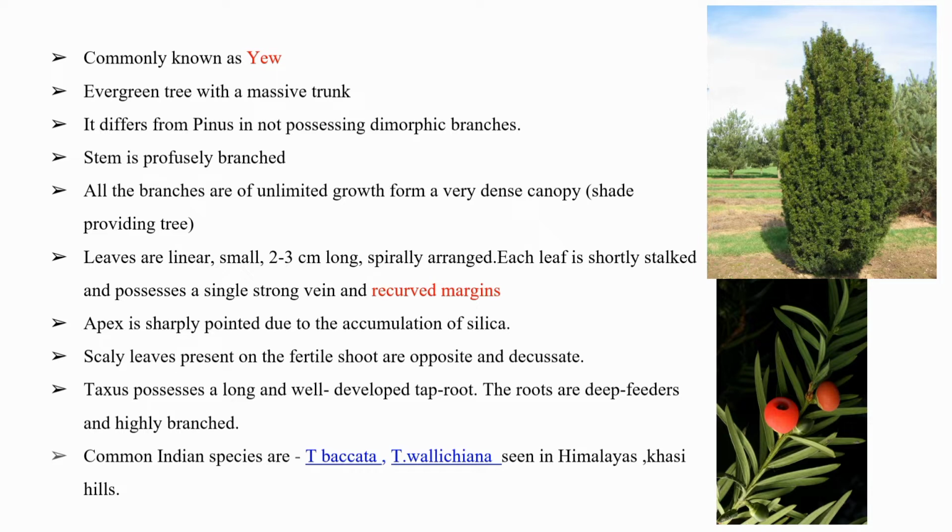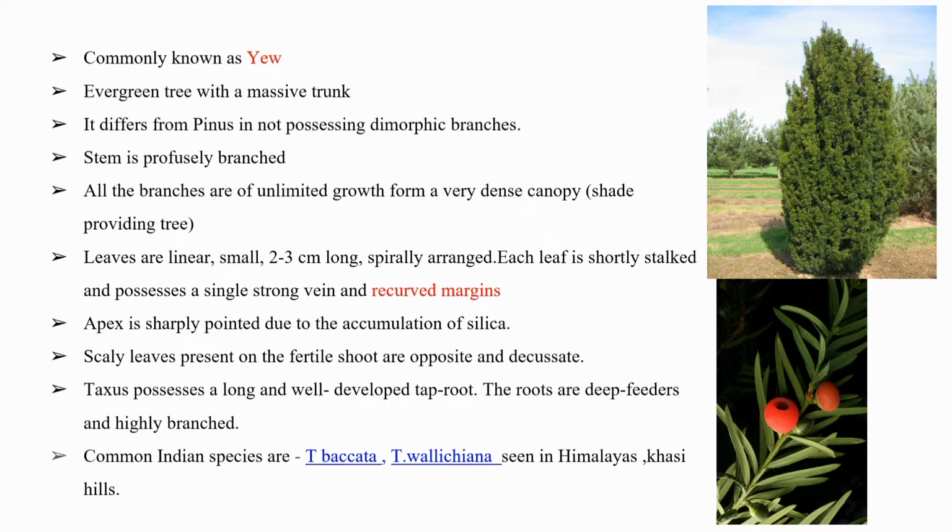The leaves are linear, small, 2 to 3 cm long, and spirally arranged. Each leaf is shortly stalked and possesses a single strong vein and recurved margins. The apex of the leaf is sharply pointed due to the accumulation of silica. The scaly leaves present on the fertile shoot are opposite and decussate in manner.